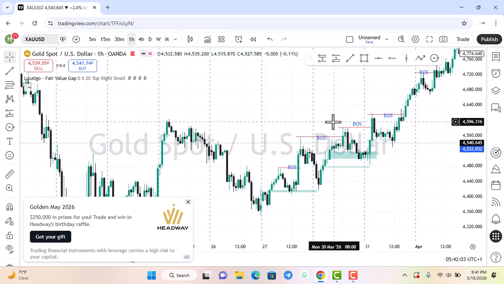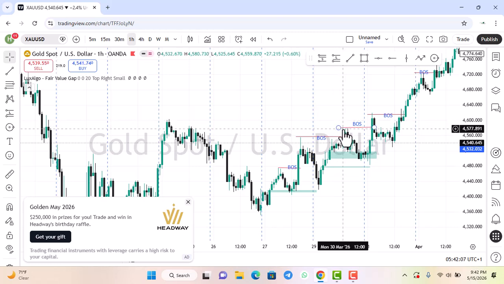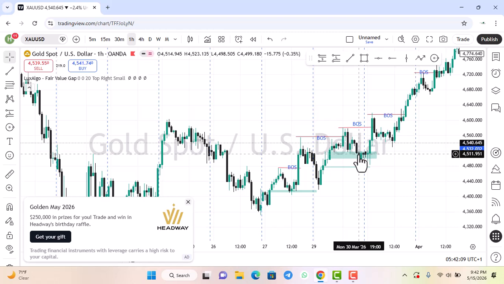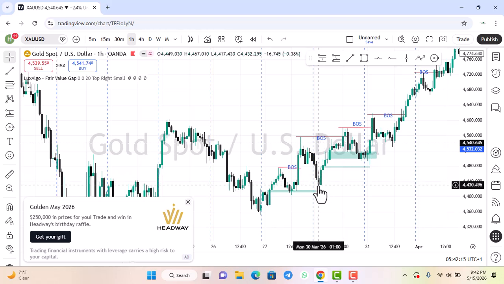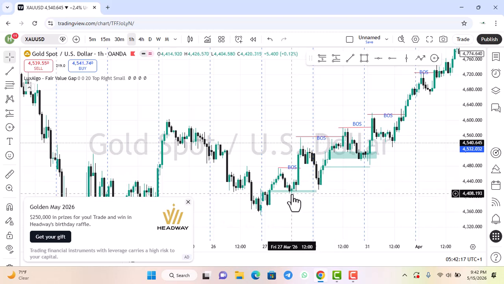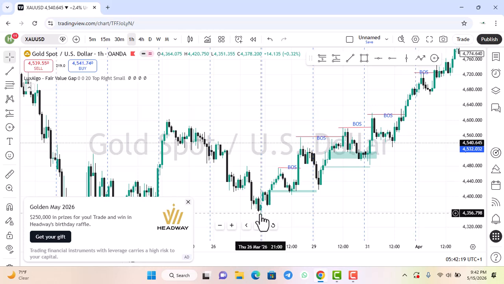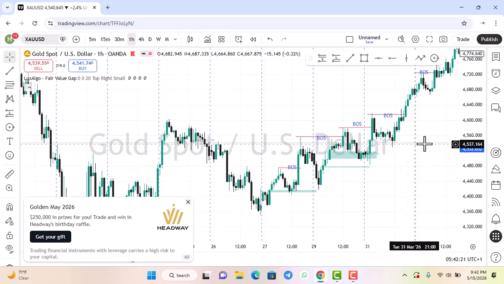And what do we expect next? After printing a new higher high, we expect market to print a new higher low, which is here. This is our higher low. This is our higher low. This is our higher low.